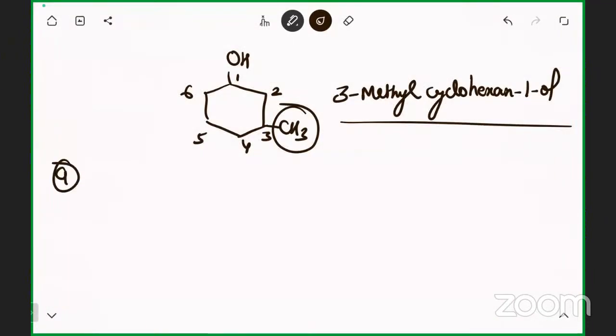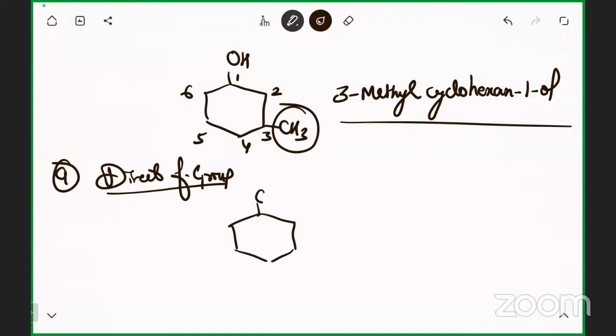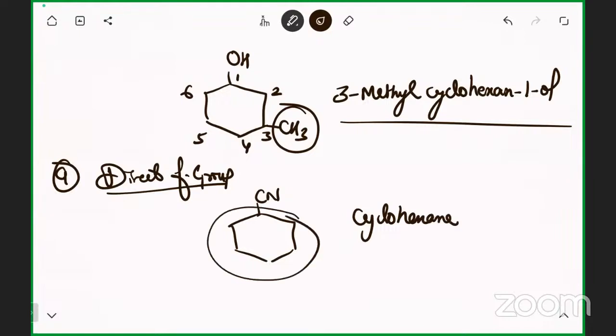If an alicyclic compound contains a functional group directly attached, for example like this, then CN is known as carbonitrile. In this case, the name will be cyclohexane; first I'll write the name of the ring, and at the last I will write carbonitrile. This is not that important, just remember the name.